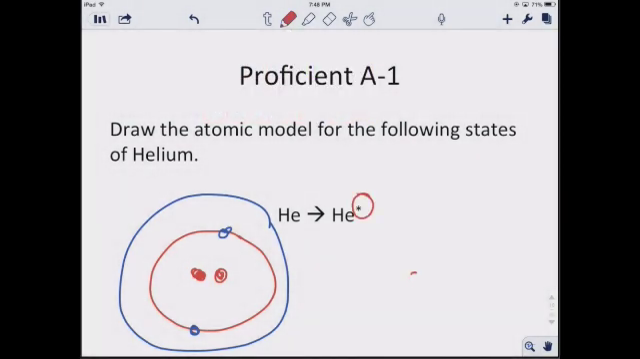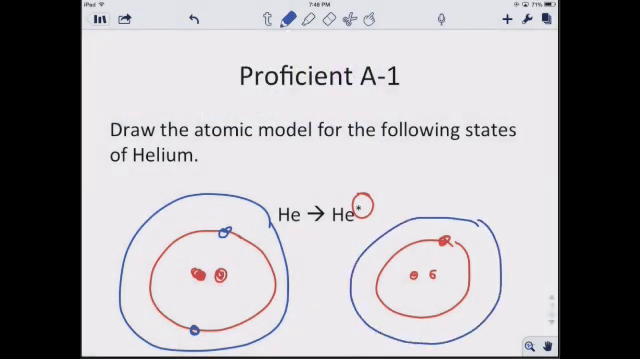Since we have the asterisk, we'll draw it in the excited state. There's our 2 protons. Here's our first energy level. We'll say there's 1 electron there. And then in the second energy level, since it's excited, we'll put an electron in the second energy level. And so it jumped an energy level. This would be our excited state because it doesn't look like the ground state. It's in a higher energy level.